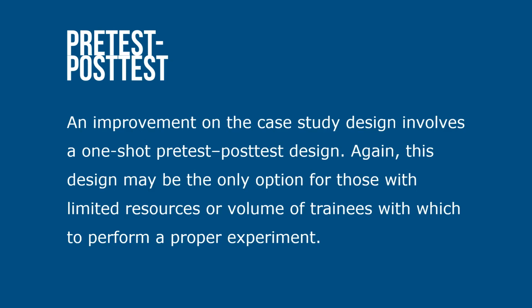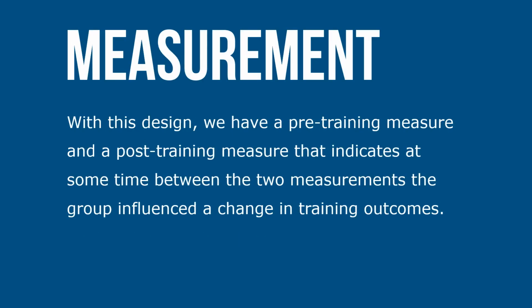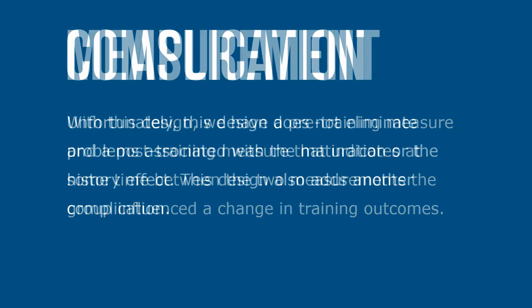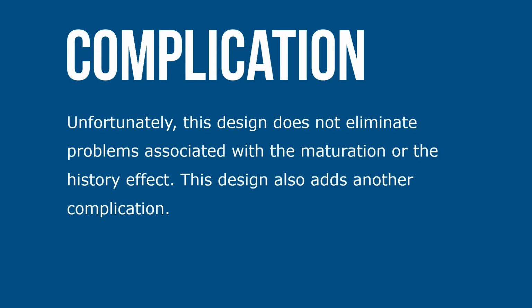Again, this design may be only an option for those with limited resources or volume of trainees with which to perform a proper experiment. With this design, we have a pre-training measure and a post-training measure that indicates at some time between the two measurements the group influenced a change in training outcome. Unfortunately, this design does not eliminate problems associated with the maturation or history effect.